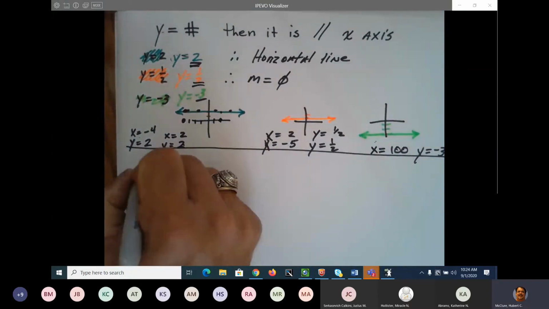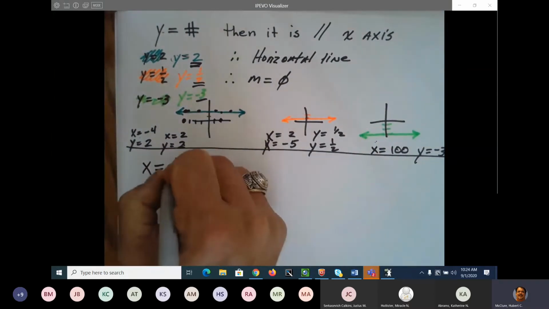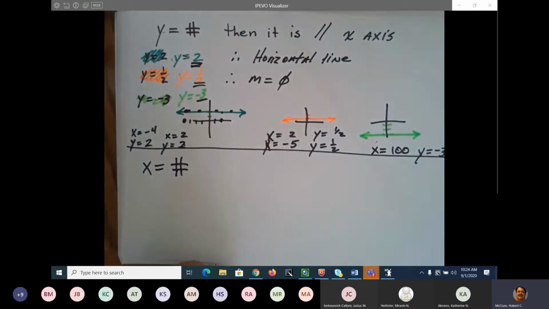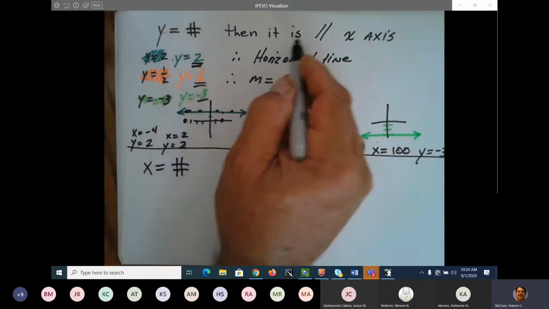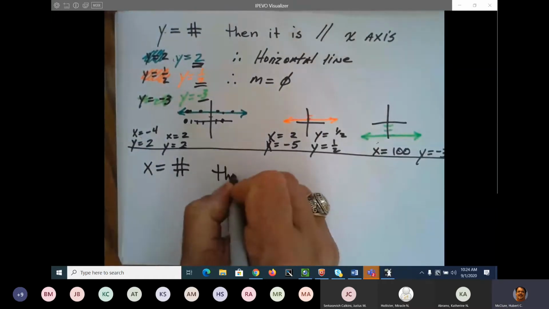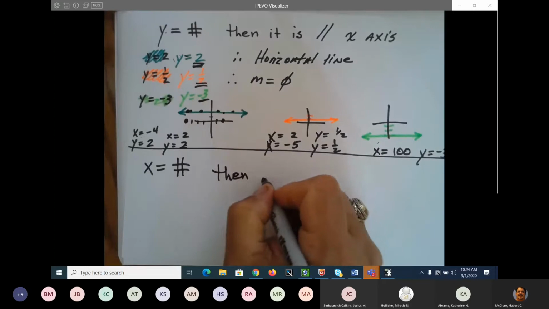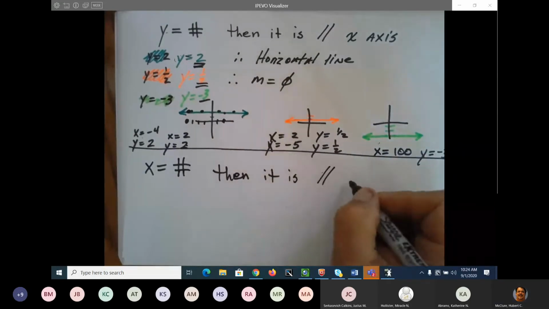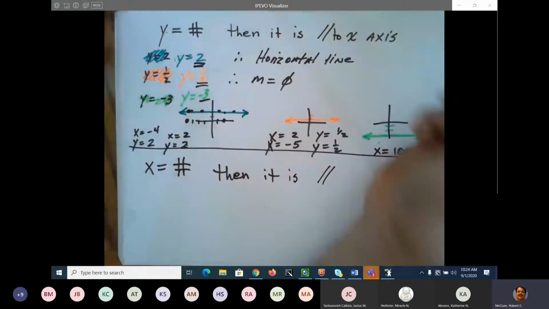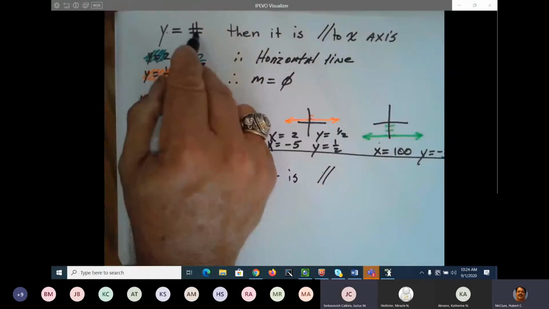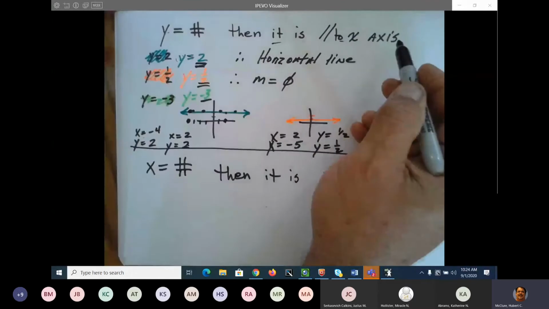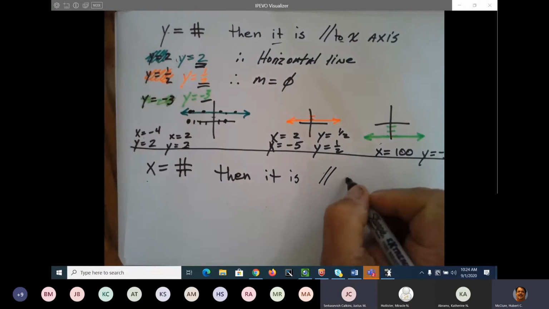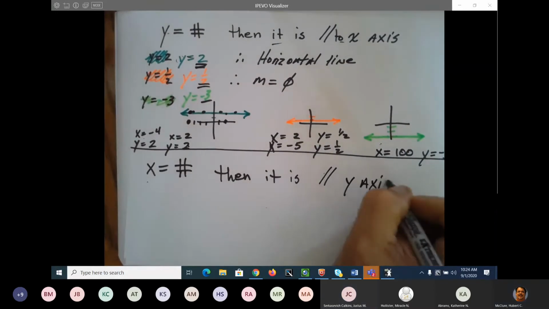Same thing for x is equal to a number. Now I want you to deduce and use a little bit of common sense. If y is equal to a number is parallel to the x-axis, then what is x equal to a number parallel to? Y-axis. You are on the ball.